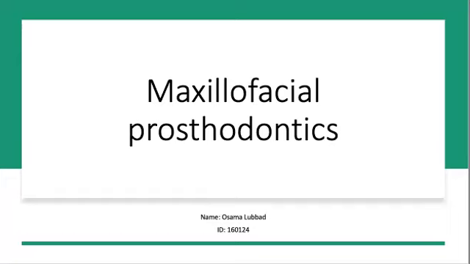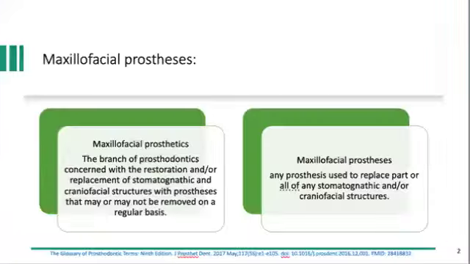Okay, today we're going to talk about maxillofacial prosthodontics. First of all, these two definitions are according to the GPT 9th edition. Maxillofacial prosthetics is defined as the branch of prosthodontics concerned with the restoration and replacement of the stomatognathic and craniofacial structures with prostheses that may or may not be removed on a regular basis.